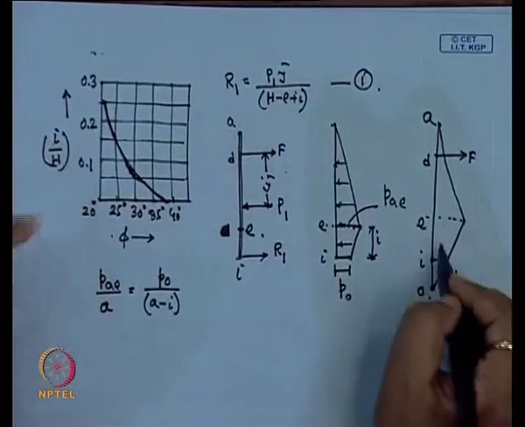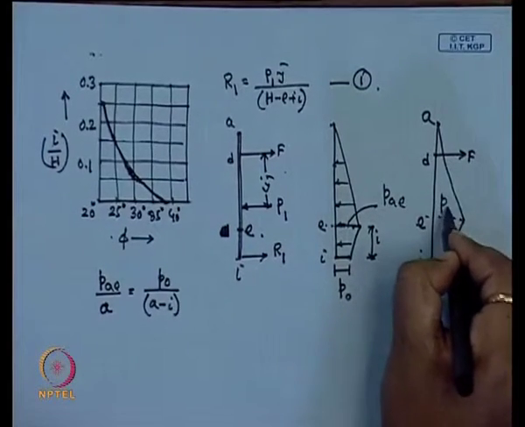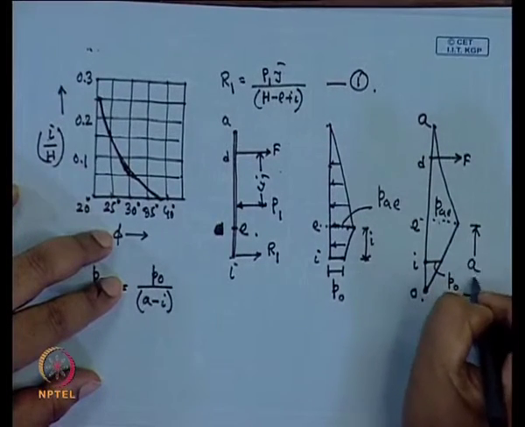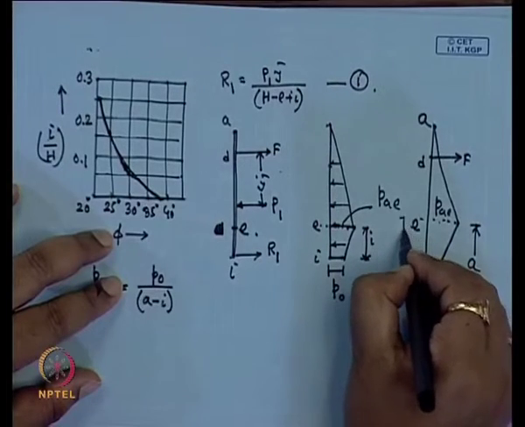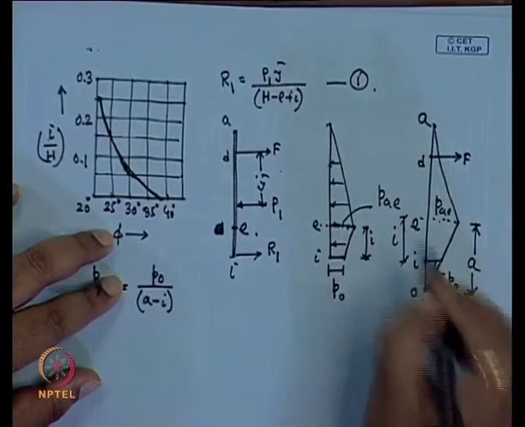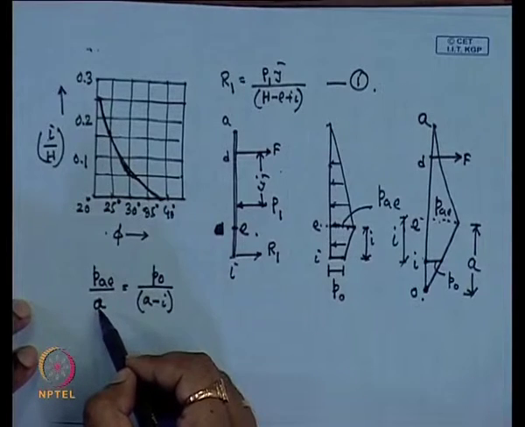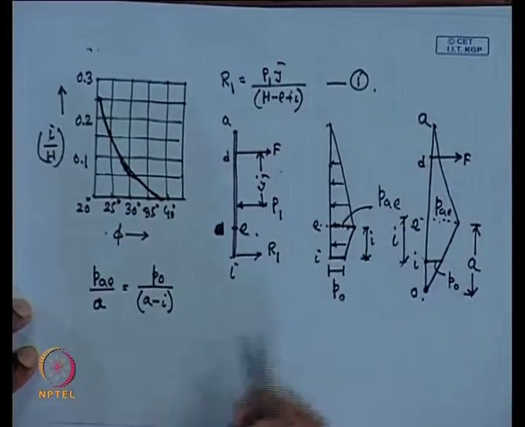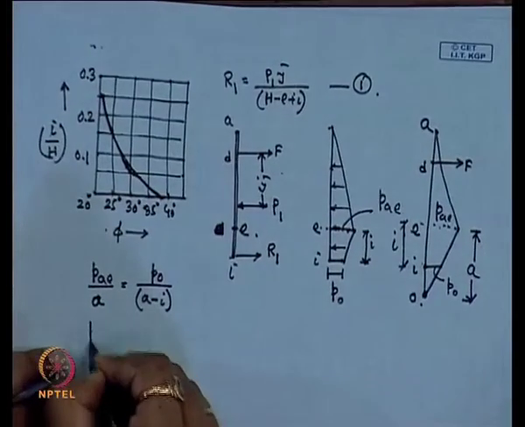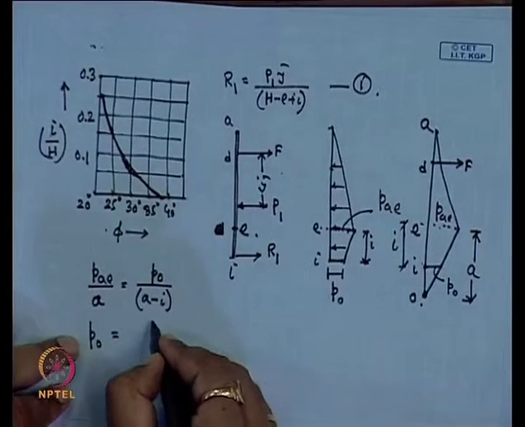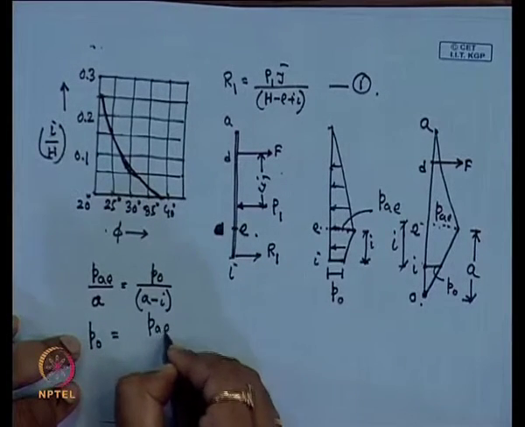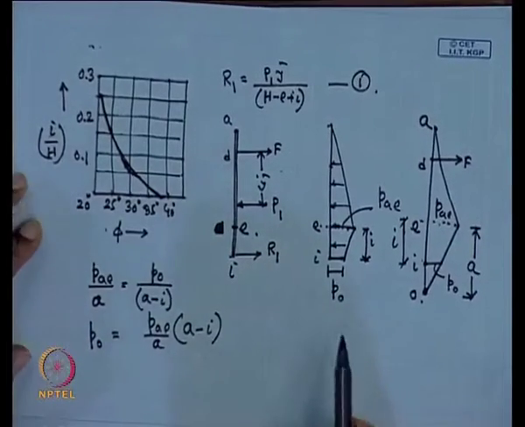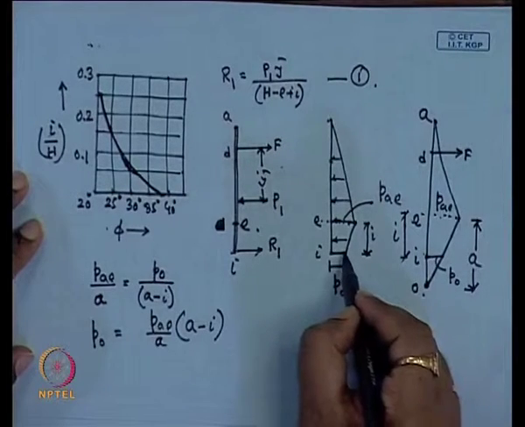So now if I linearly interpolate this, this is P A E. This total distance is A and this up to I is I. So, P A E divided by A is equal to P 0 divided by A minus I. From this expression we can determine the P 0 value, which is P A E divided by A into A minus I. So for this expression P 0 is also known.